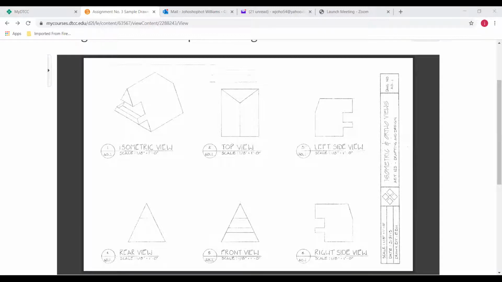Xavier, did you straighten out that isometric view? Okay, I want you to send me a picture of it so I can approve it. Okay. Got you. Okay, thank you.